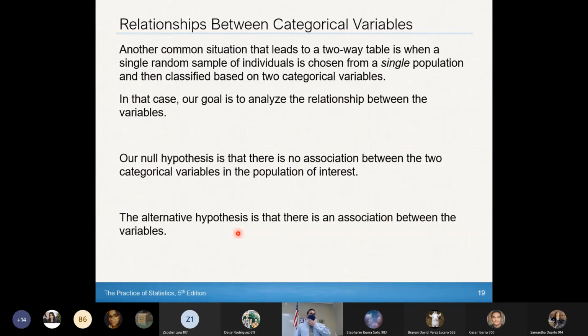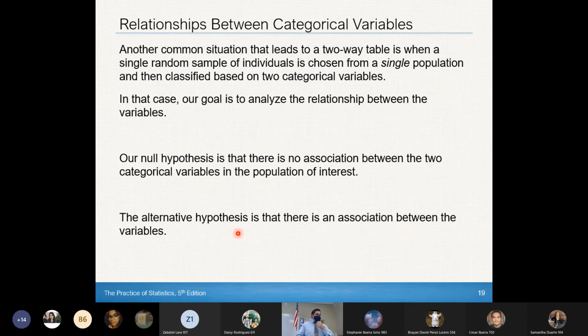So next we want to consider relationships between categorical variables. This will be our chi-square test for independence. Okay, the previous example we just saw was the chi-square test for homogeneity. This is for independence. One is checking for a difference between observed and expected. This now is checking for an association.